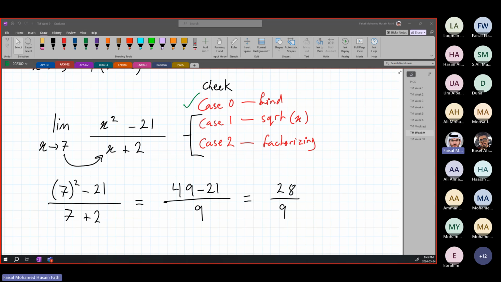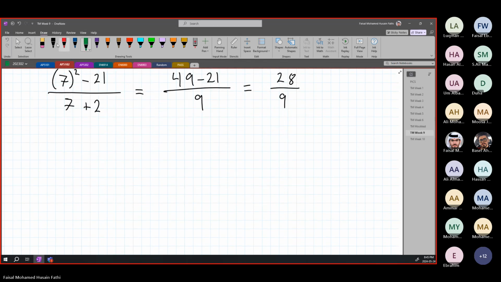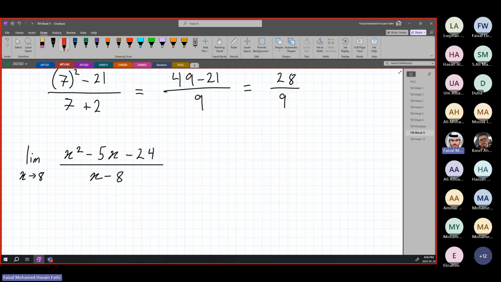All right, this is a good one. So, the limit as x goes to 8 of x squared minus 5x minus 24 divided by x minus 8. All right. So again, the very first step is you're going to check if you can plug in 8. But obviously, without even looking at the numerator, if you put 8 for x, you're going to get 8 minus 8, which is equal to 0. So we cannot do that.